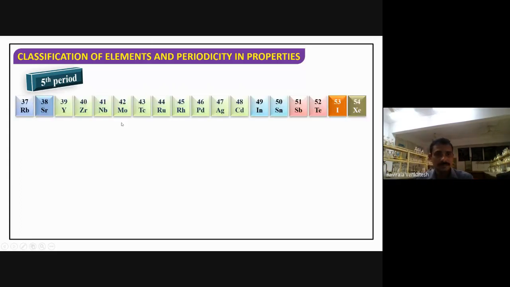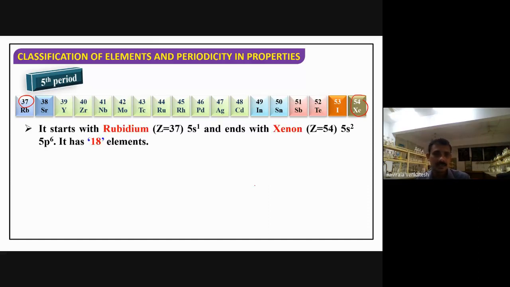If you observe the fifth period, these are the elements you are going to have: atomic numbers 37 to 54, from rubidium to xenon. You start with rubidium and end with xenon. Now, how to fill the electrons: 5s1, 5s2. Now here we have to go for 4d1. Previously it was 3d1, now it is 4d1. Next it will be 4d10, then 5p1, and so on up to 5p6.